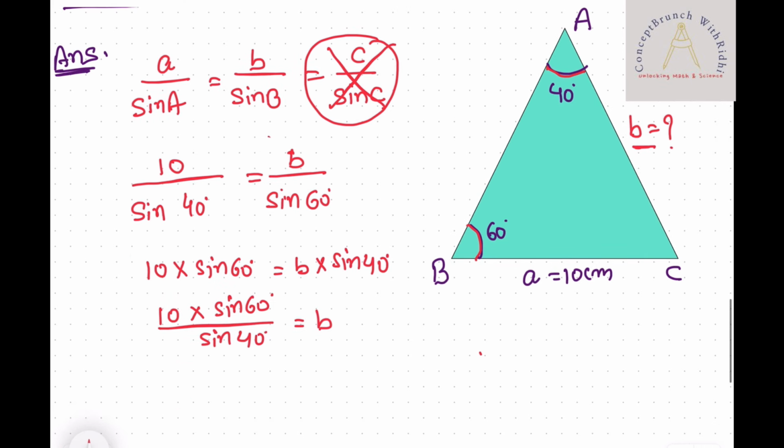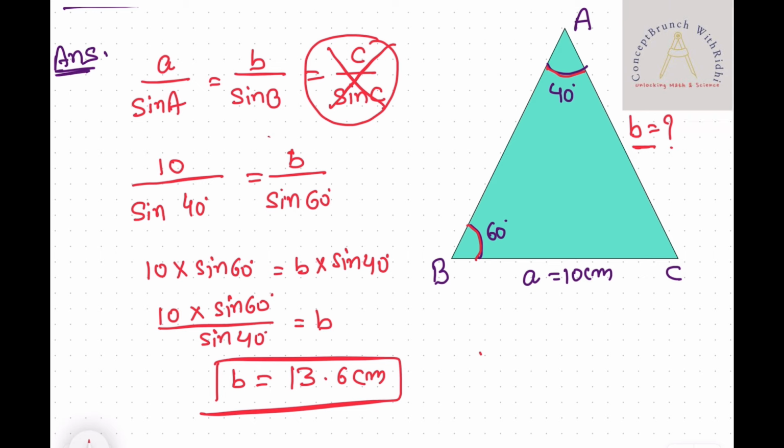Now we can use the calculator to find this value. If we use the calculator, we find b equals 13.6 centimeters. This is an approximate value. This is not the exact value, and we have to find the approximate value only.